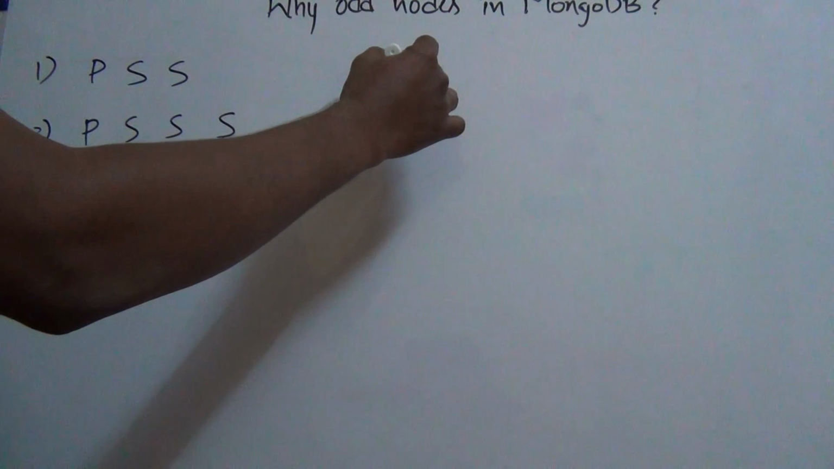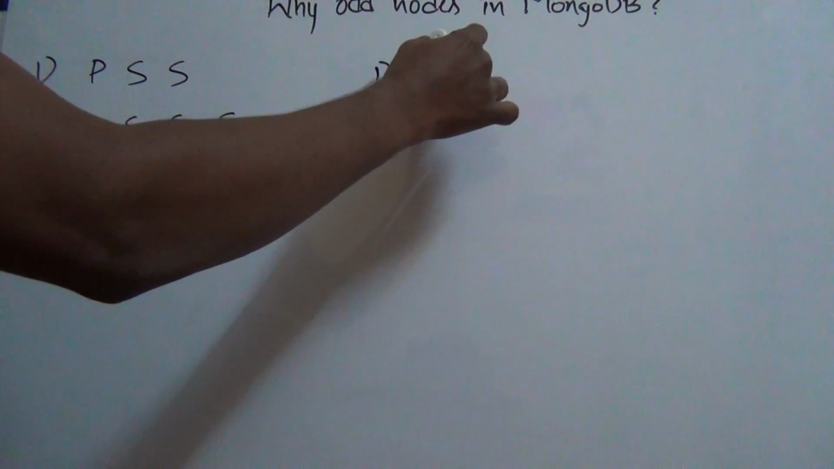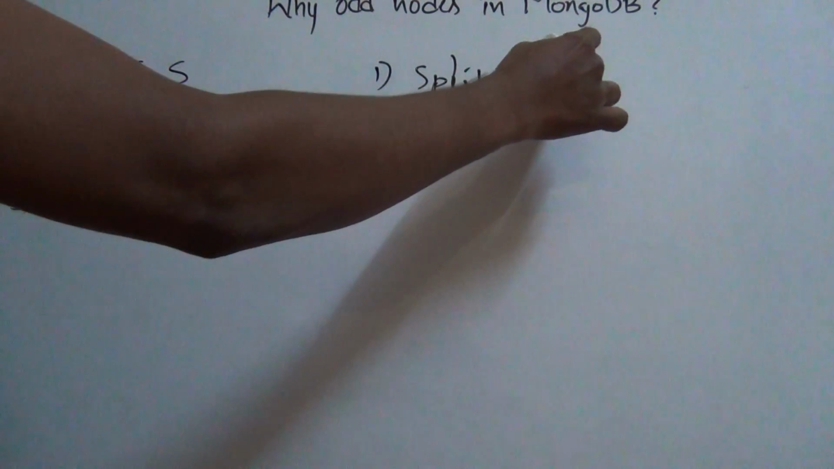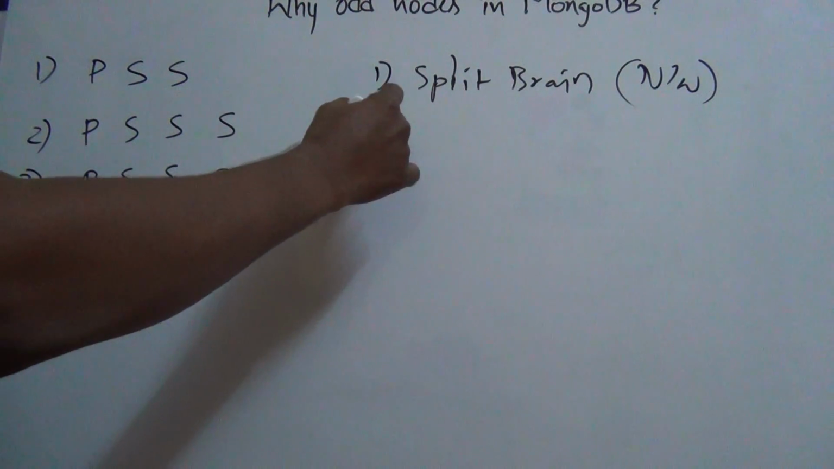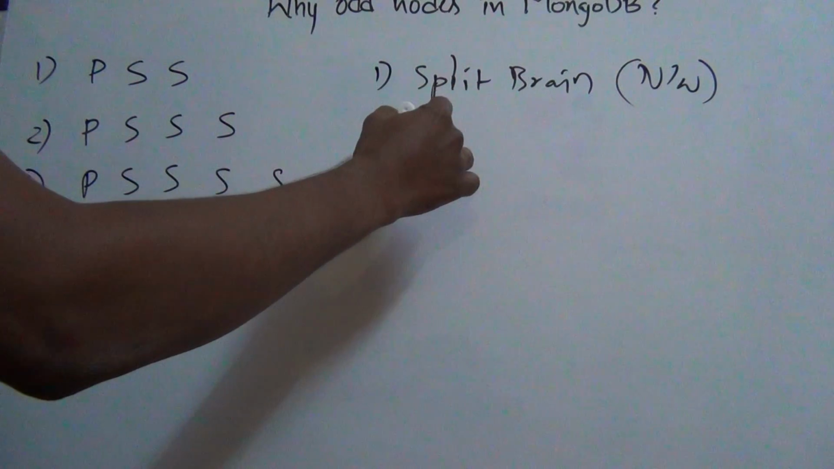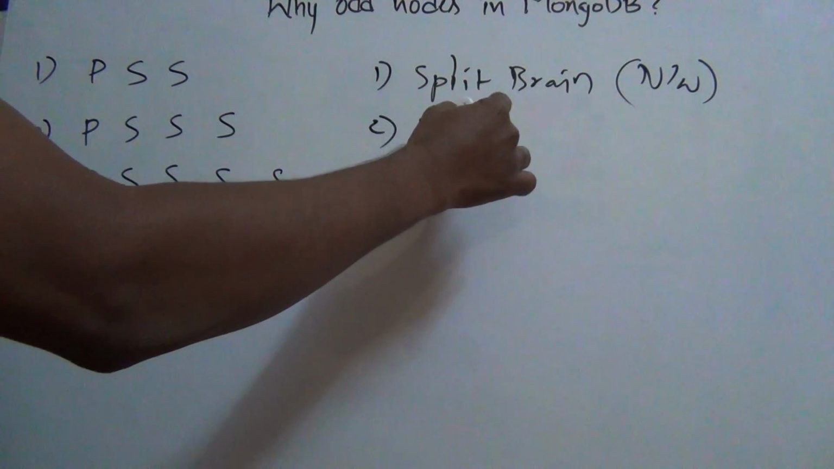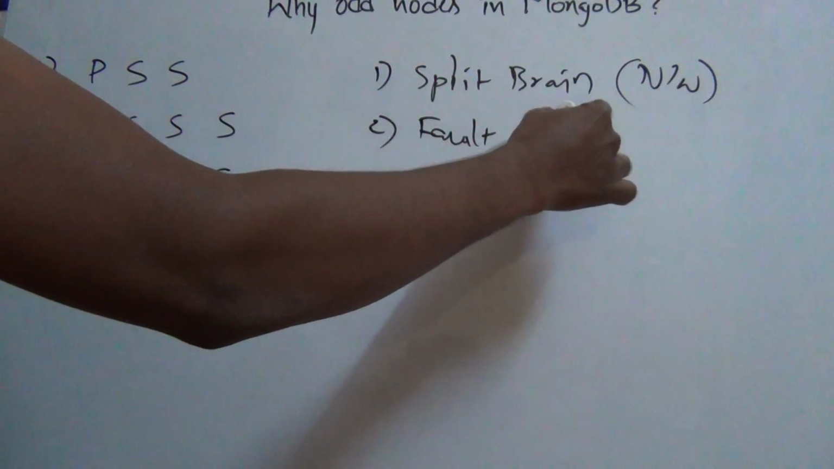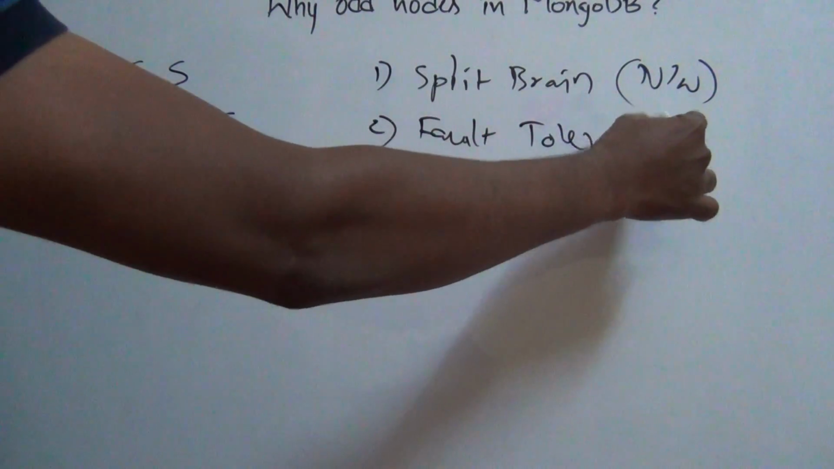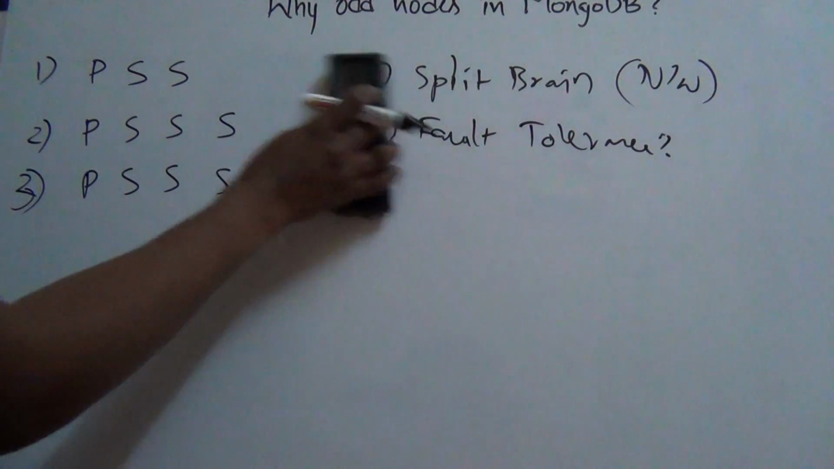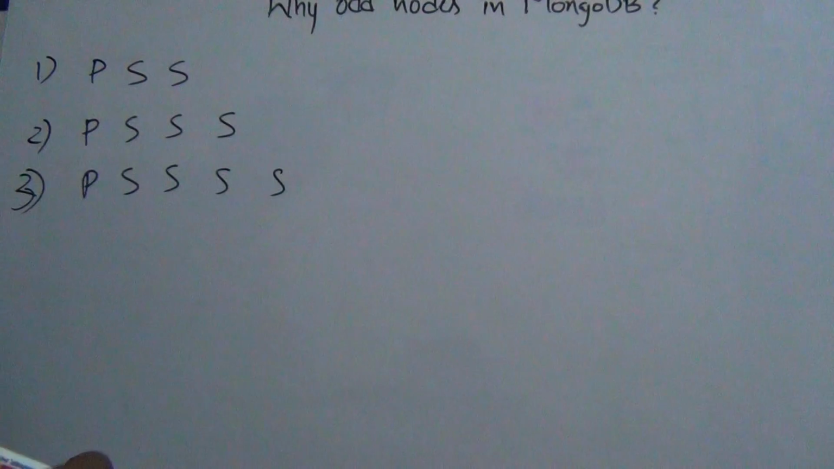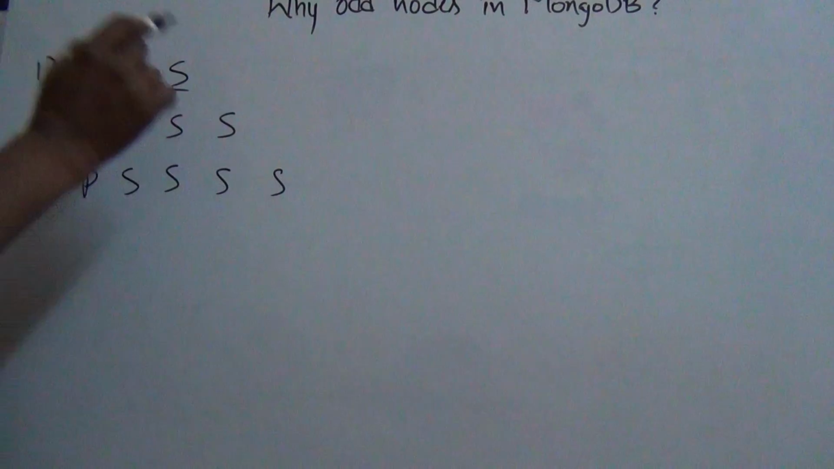The first case is the split brain issue, that is, a network partition or something, and the second one is fault tolerance. Okay, so we'll see fault tolerance first, and then we'll go with the network partition issue. So imagine you have a primary, secondary.